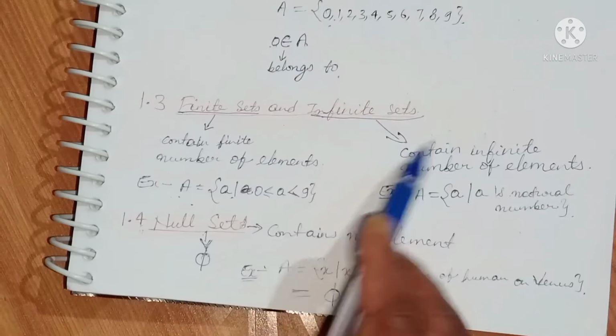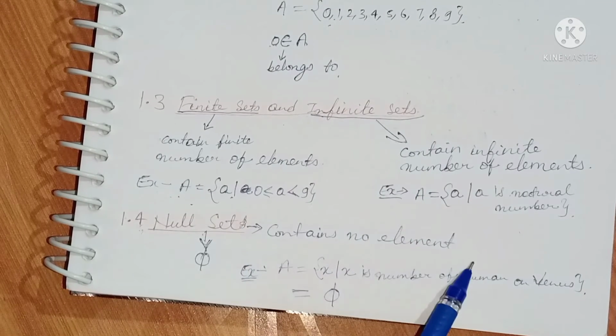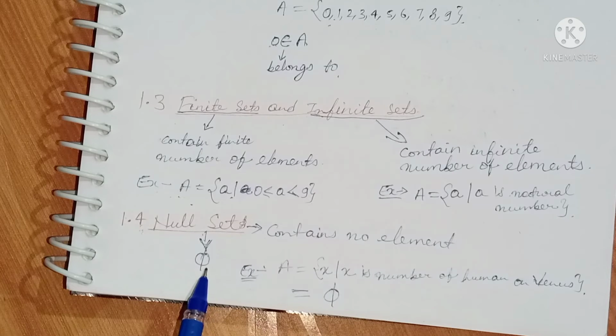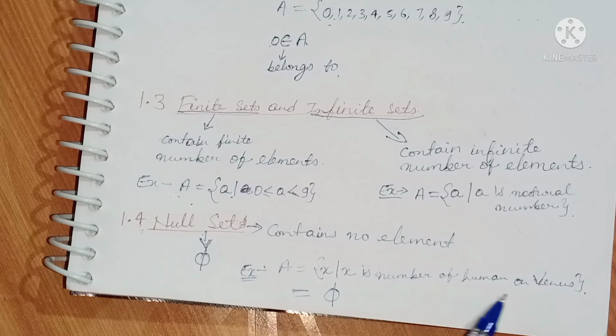Then it is about the null set. The null set contains no element, and it is represented by the symbol phi. An example given: x is the number of humans on Venus. On planet Venus there is no human being, so that's why it is a null set.